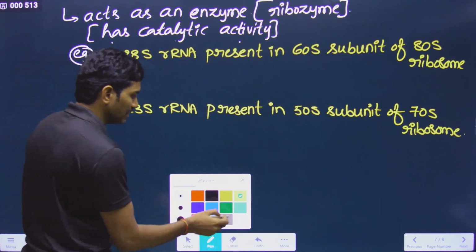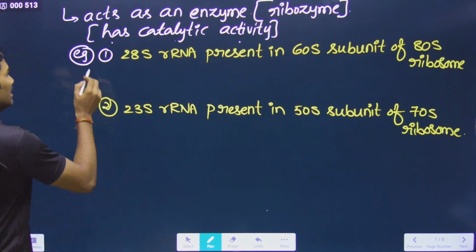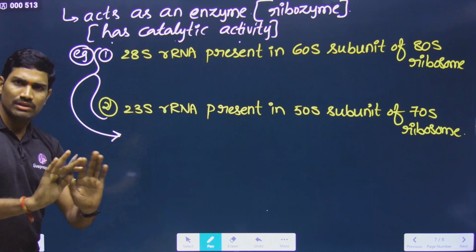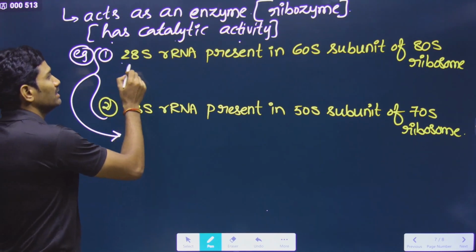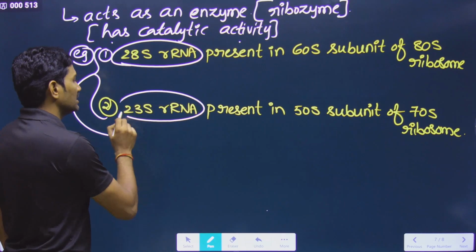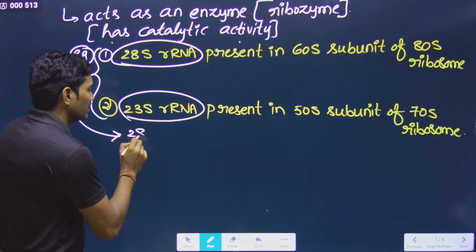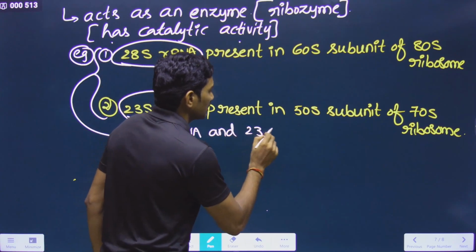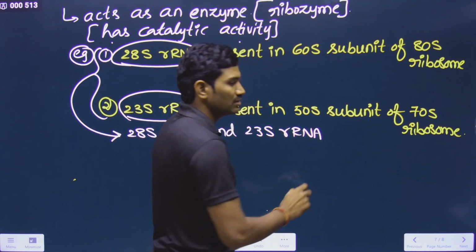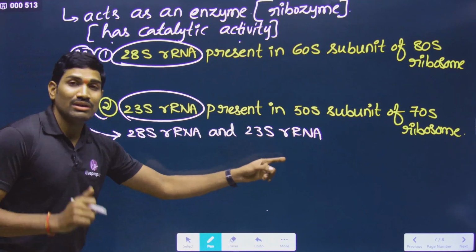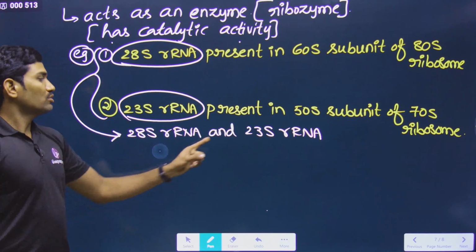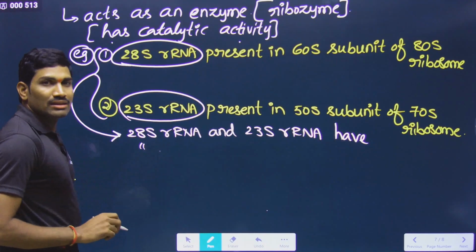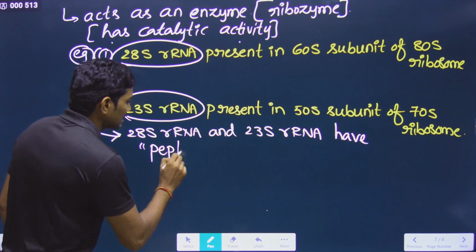These two are having some enzyme activities. Now what is the name of that activity? For these two I am writing here also. The enzyme name is the same. What is this name? 28S rRNA and 23S rRNA, these two. We are talking about these two, right? These are the RNAs having enzyme activity. What is the name of that enzyme? That also we need to write. So these two have, what is the name of that particular enzyme? Peptidyl transferase.